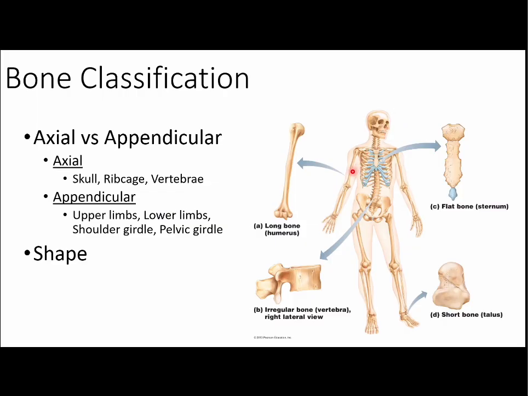Then you have your appendicular skeleton. I'm sure we've all heard our arms and legs be referred to as appendages before. That's because they're part of your appendicular skeleton. So your upper limbs, your arms, your lower limbs, your legs, your shoulder girdle, so your scapula and where it actually comes in contact with your humerus, and your pelvic girdle, so your pelvic bones and where they contact your femur. All of these are going to make up the appendicular skeleton.